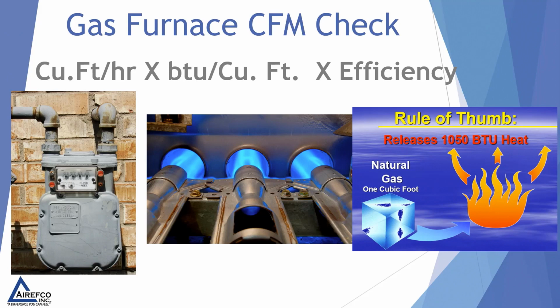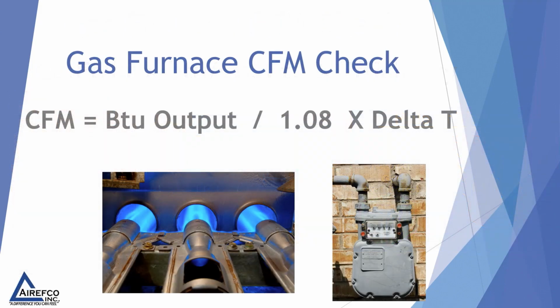Then to get the BTUs of 1 cubic foot of natural gas, you can either call the gas company and get that ratio, or you could use a rule of thumb that 1 cubic foot of natural gas releases 1,050 BTUs of heat. Then once we have the BTU output of our furnace, we plug that into the equation. CFM equals the BTU output of the furnace divided by 1.08 times the delta T temperature difference.